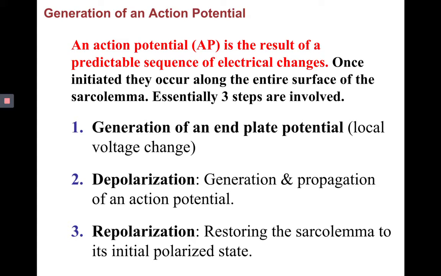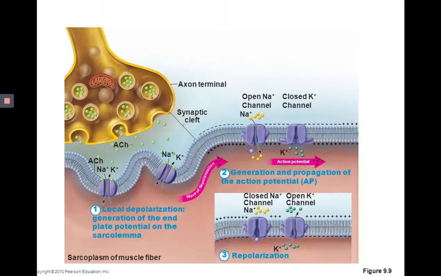Depolarization is the prolonged result of generating an end-plate potential. Depolarization travels along the sarcolemma, and this depolarization essentially generates and propagates an action potential. This is due to the opening and closing of sodium and potassium channels. And the repolarization is restoring the sarcolemma to its initial state before we generated an end-plate potential. So this is a reset stage in order for the muscle cell to be able to be signaled again.